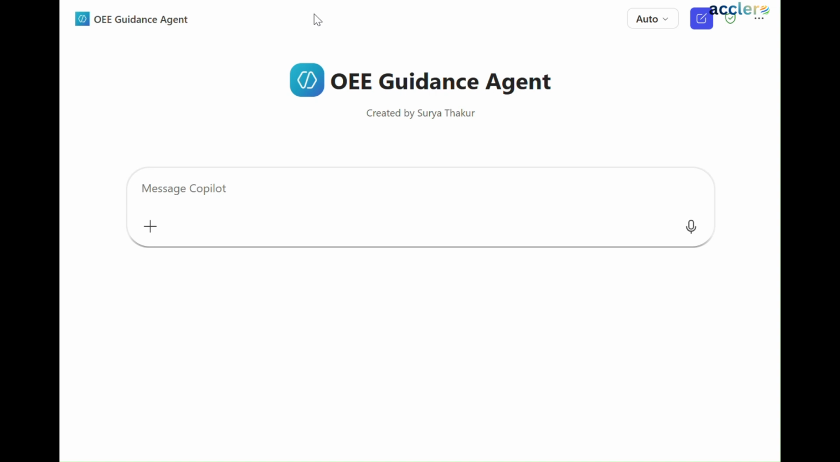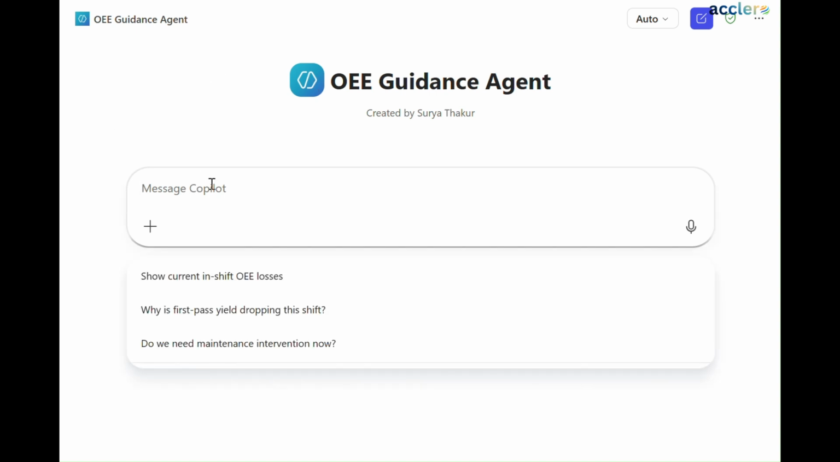The OEE Guidance Agent monitors execution signals in real time and intervenes the moment a loss begins, ensuring action happens during the shift, not after reporting. So let's go to the use case, downtime intervention.